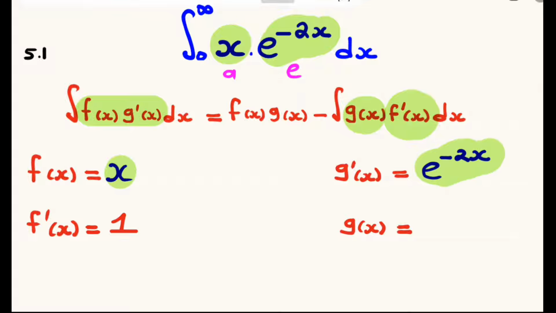And we integrate the e raised to the power negative 2x. The integral will be equal to e raised to the power negative 2x, and we divide this by the derivative of that negative 2x. The derivative of the negative 2x is equal to negative 2. So we divide by negative 2.